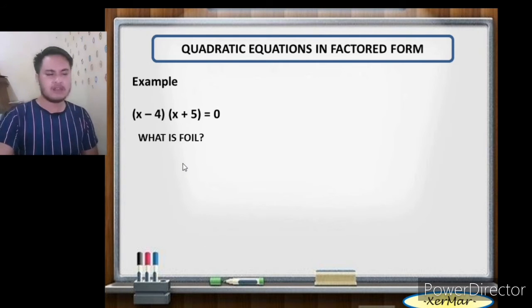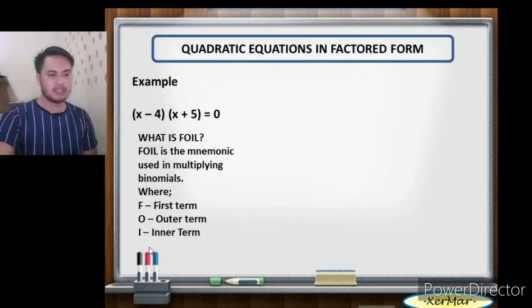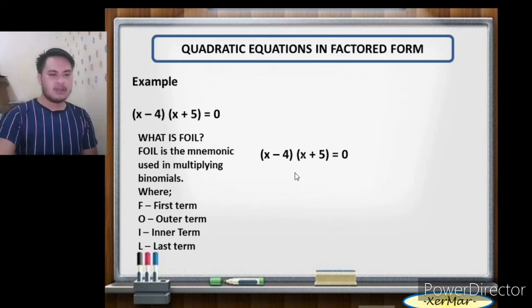But what is FOIL? FOIL is the mnemonic used in multiplying binomials, where F stands for the first term, O, outer term, I, inner term, and L is the last term. So here, we are going to multiply to get the product. So we will use the FOIL method.